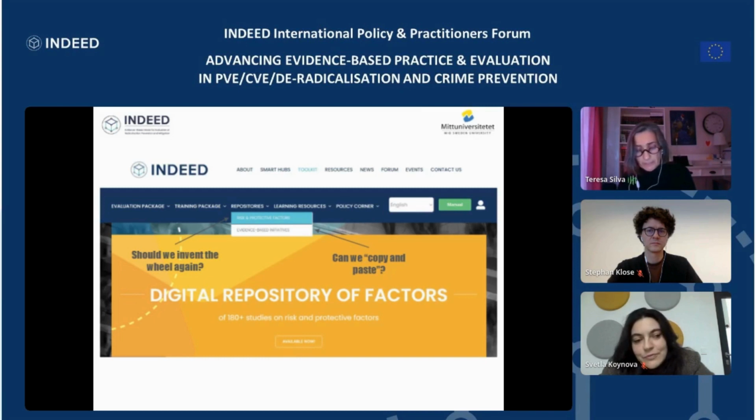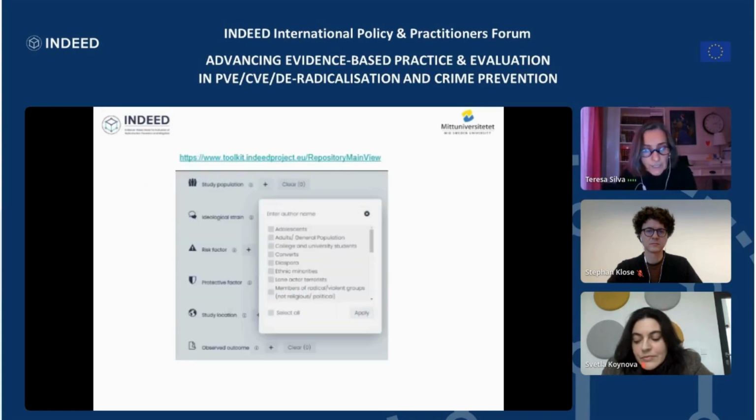In this case, what you have is a collection of studies organized in two clusters. First are studies that specifically target risk and protective factors for PCVE. And second, you have studies that show the efficacy and effectiveness of interventions. In the case of risk factors, when you access the website, you can choose several parameters, such as the type of population you want to work with, specific factors, place where the research was done, and so on. The menu that I show here, for example, is what appears when you click on study population. So if you introduce, for example, adolescents, the repository will give you back only studies done in adolescent populations.